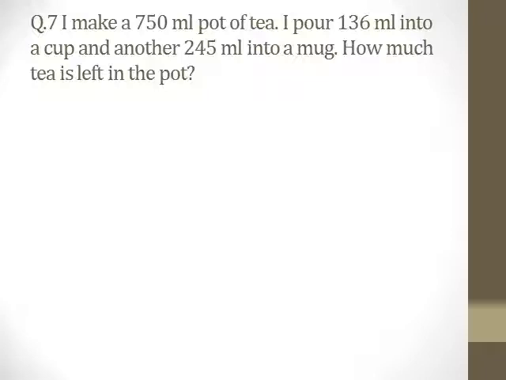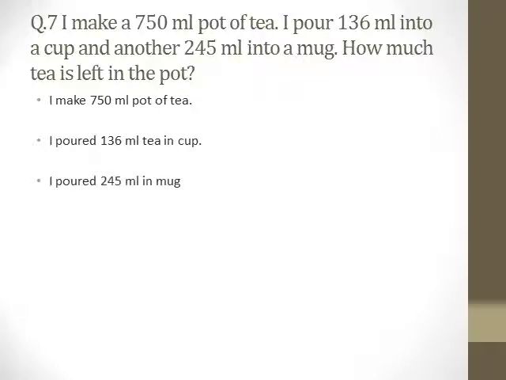First I will find what information is provided by the question. The first information is that I made 750 milliliters of tea in the pot. That is the total amount of tea which I made, right? The second information is that I poured 136 milliliters of tea in the cup, and the third is that I poured 245 milliliters in the mug. So these two amounts of tea I poured into the cup and mug.